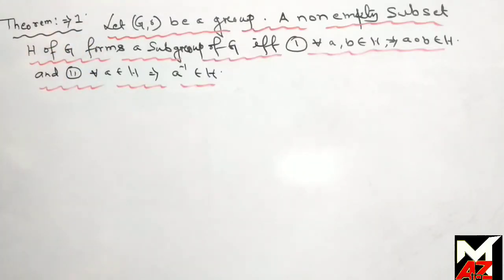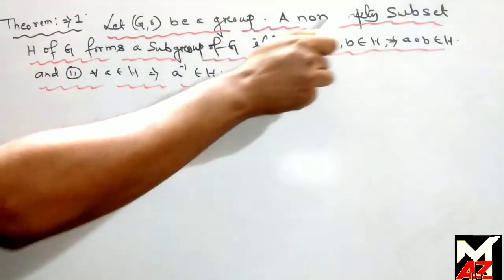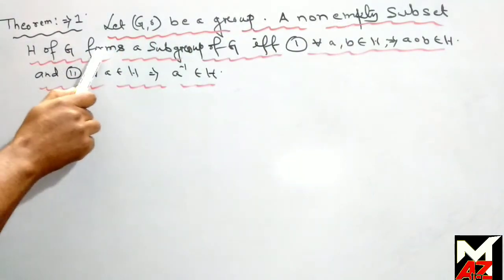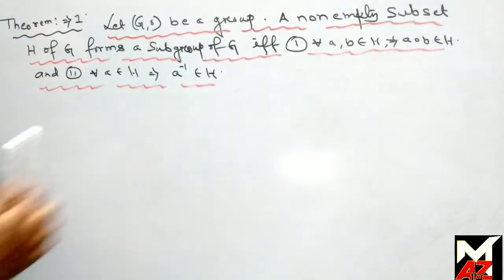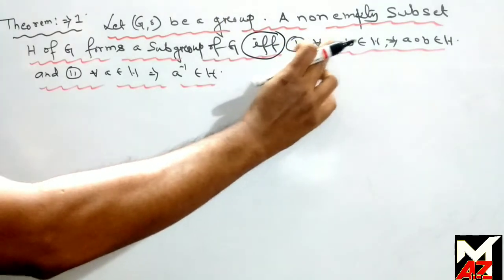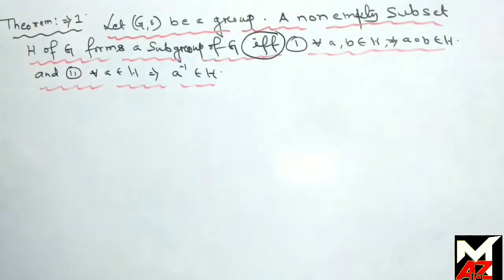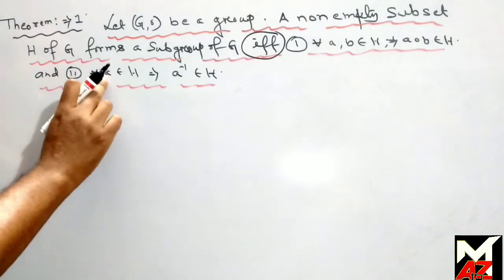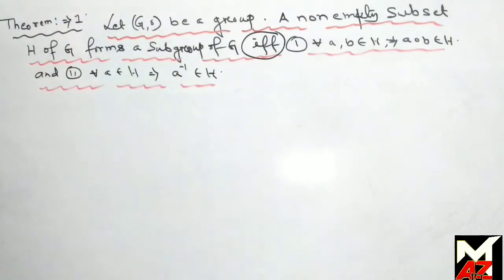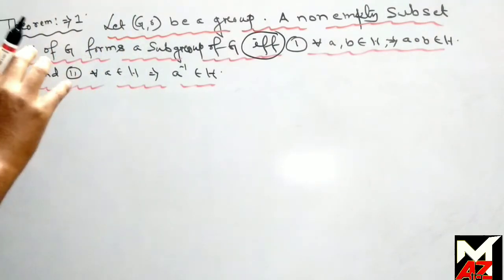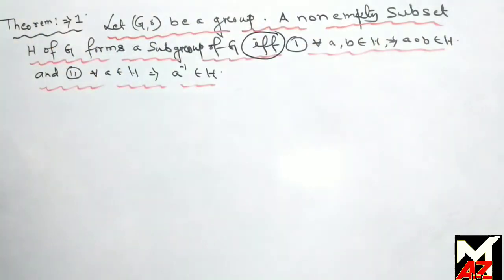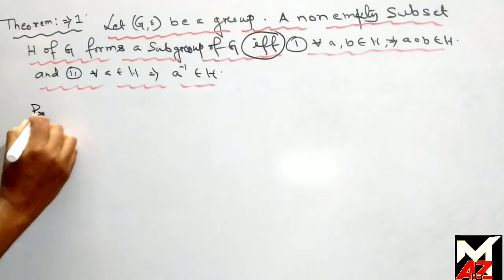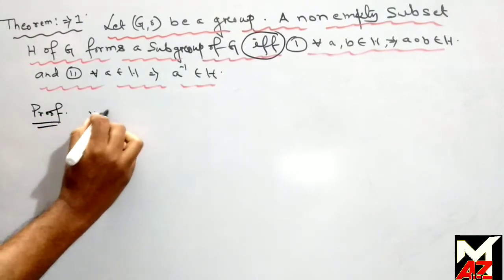The first theorem is: let (G, ∘) be a group. A non-empty subset H of G forms a subgroup of G if and only if, one, for all a, b belongs to H, a ∘ b belongs to H, and two, for all a belongs to H implies a inverse belongs to H. That is, if (H, ∘) is a subgroup, then this and this hold, and if these two properties hold, then (H, ∘) is a subgroup.